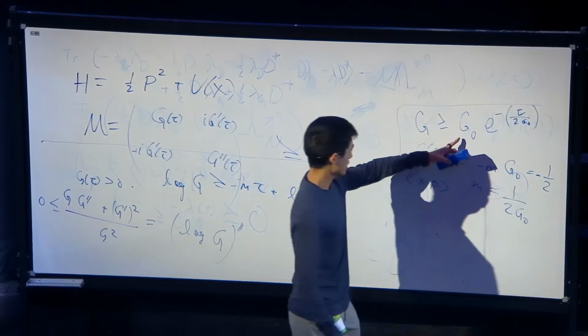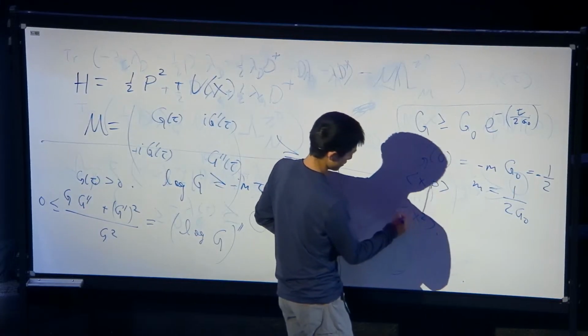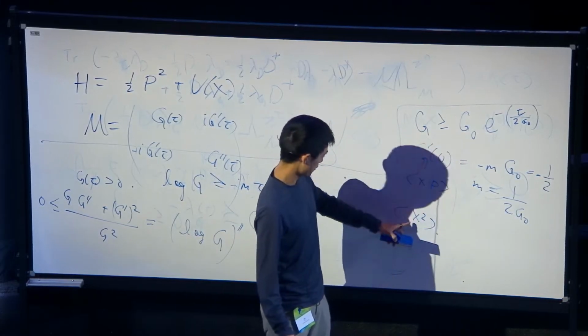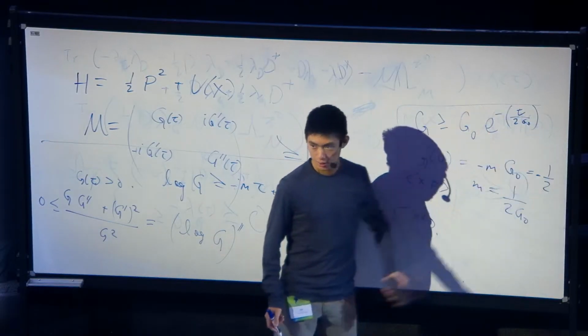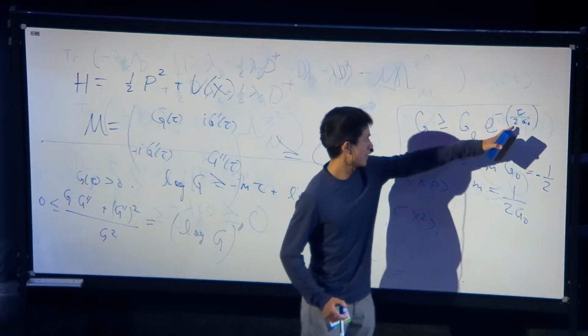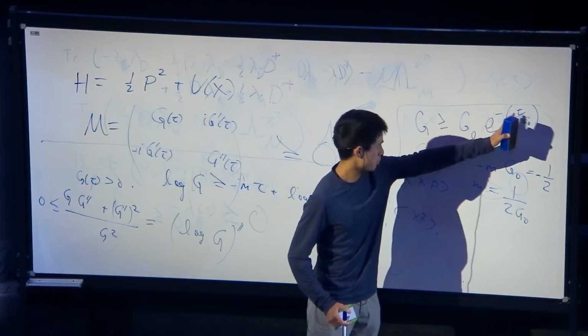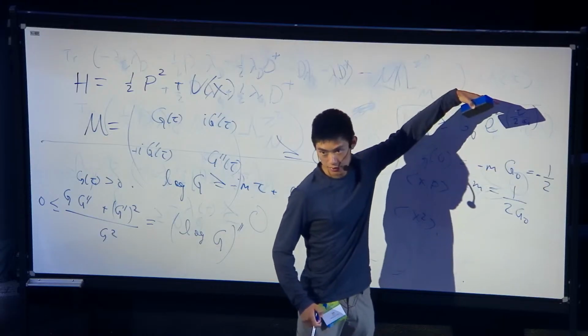So what does this say? It says if you know the initial value of g, which was just the expectation value of x squared, right? If you know x squared in the ground state, you immediately get a time-dependent bound. Okay? So this is some trivial bound, and it's exponentially decaying.